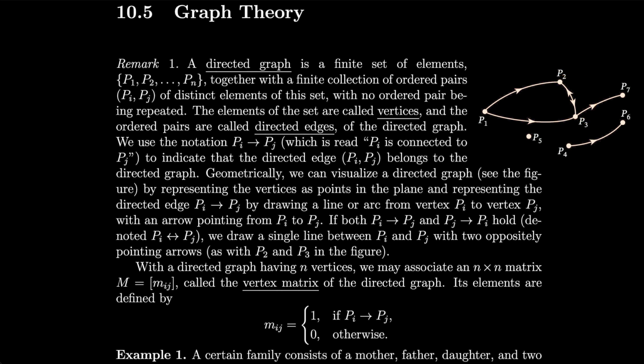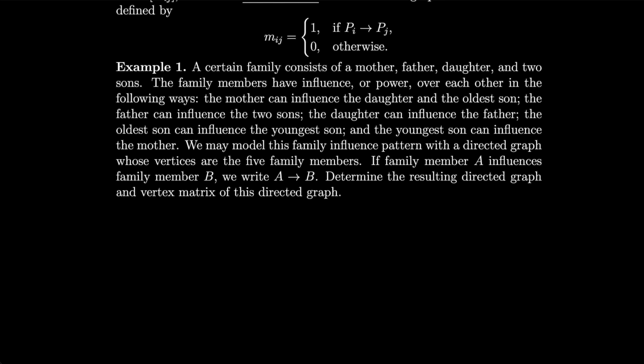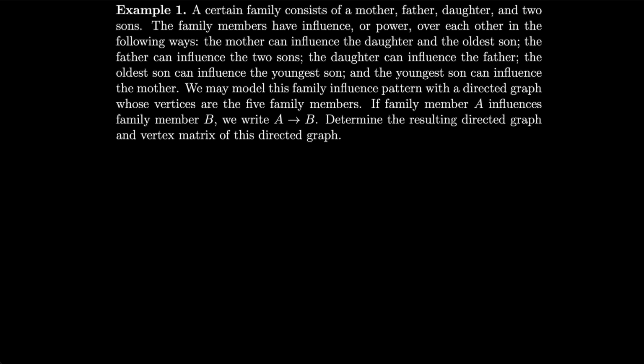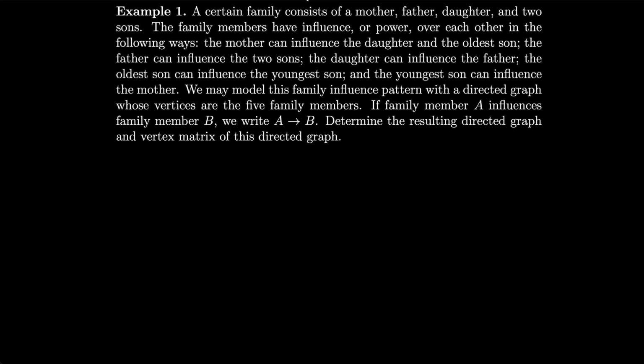So with a directed graph having n vertices, we may associate an n by n matrix, M equals Mij, called the vertex matrix of the directed graph, whose elements are defined by Mij equals 1 if Pi points to Pj and 0 otherwise. As an example, a certain family consists of a mother, a father, a daughter, and two sons.